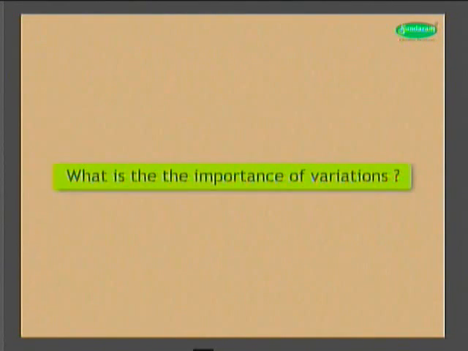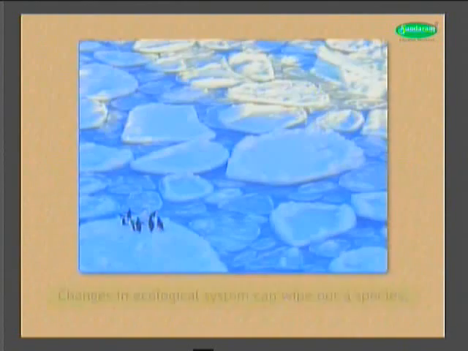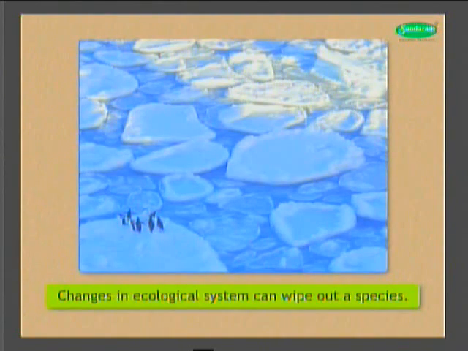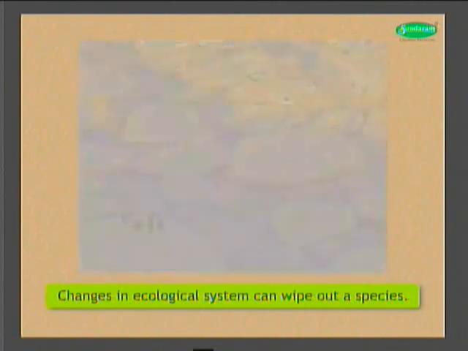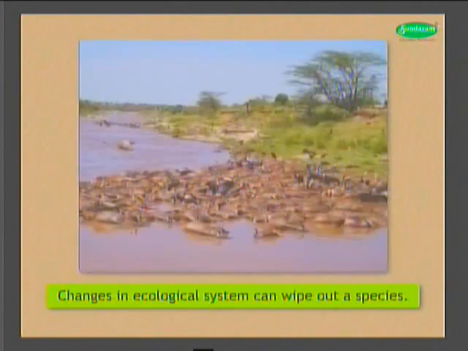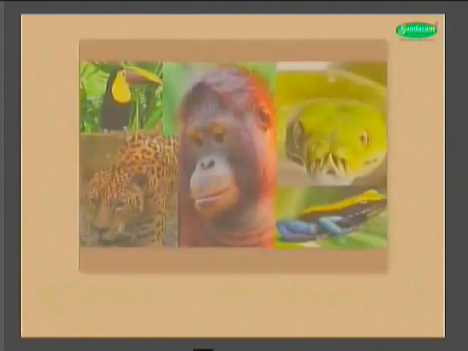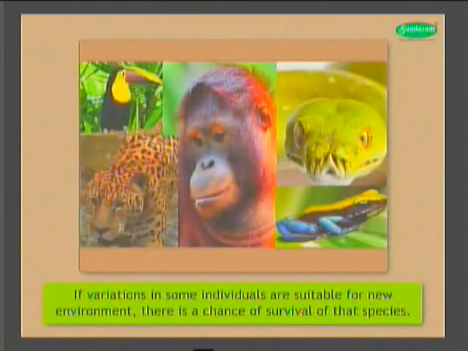What is the importance of variations? Changes in ecological system which are beyond our control, like varying temperature, varying water level, can wipe out a species. But if variations in some individuals are suitable for the new environment, there is a chance of survival of that species.